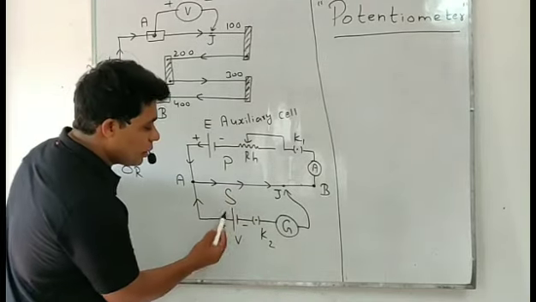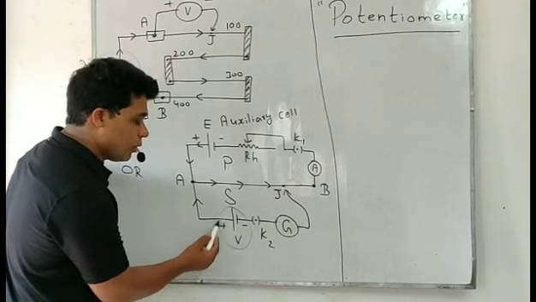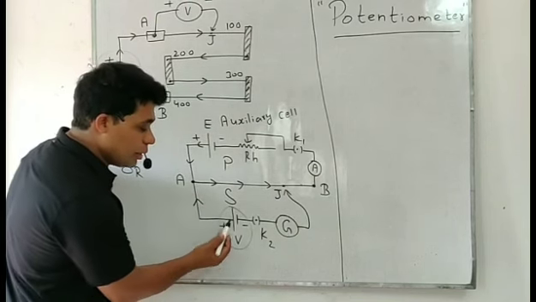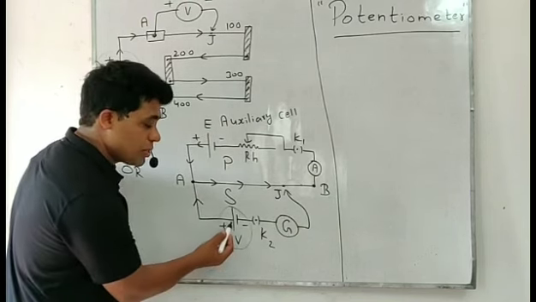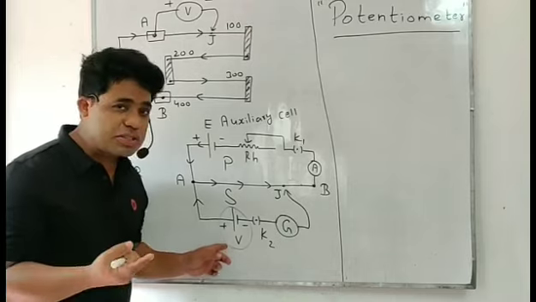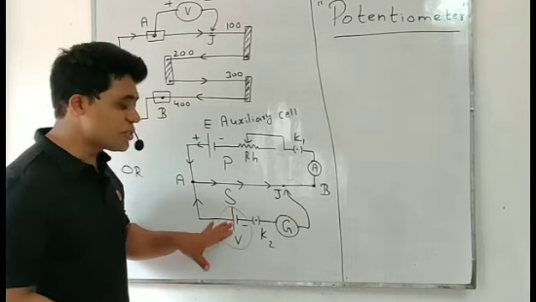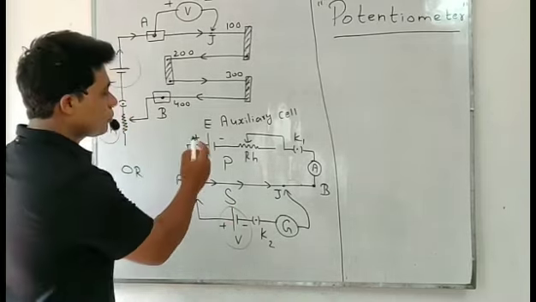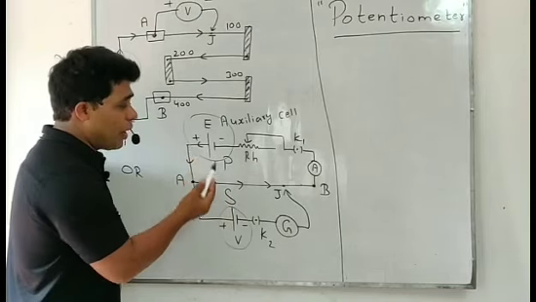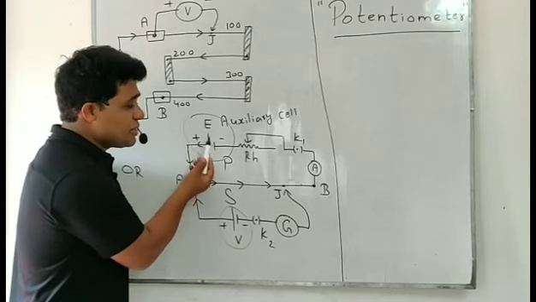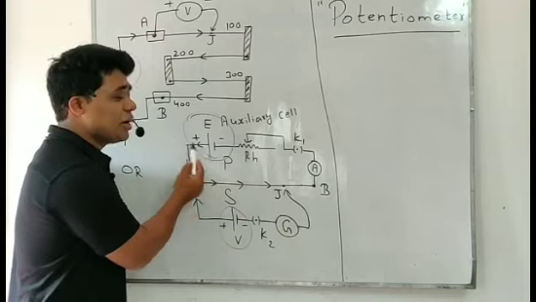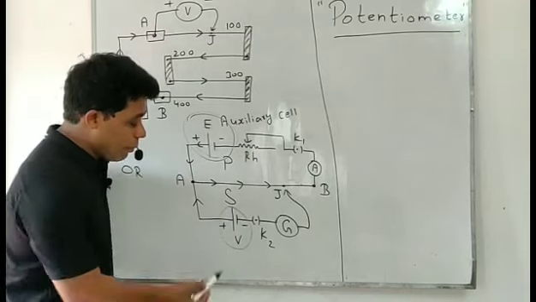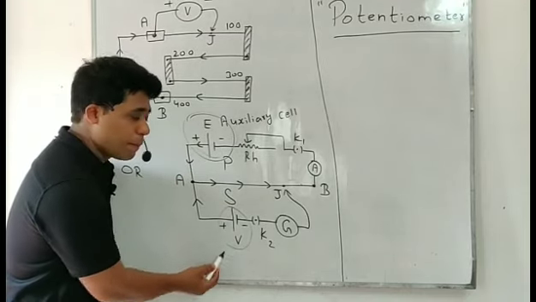In the secondary circuit, another cell is connected with terminal A. Okay, this is the cell of which we have to find either EMF, internal resistance, or current. This is the standard cell. We will not find the internal resistance or the EMF of this cell, because this is standard. This is the unknown cell. We'll find everything about this.